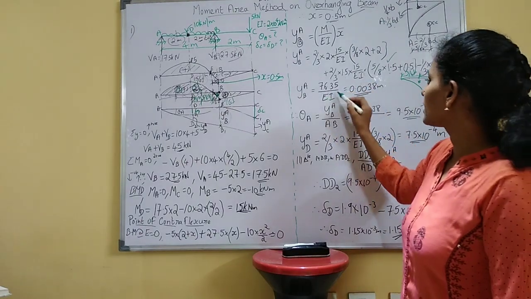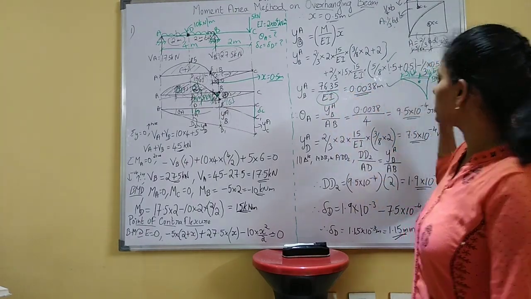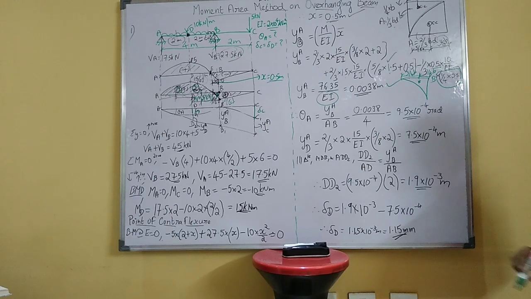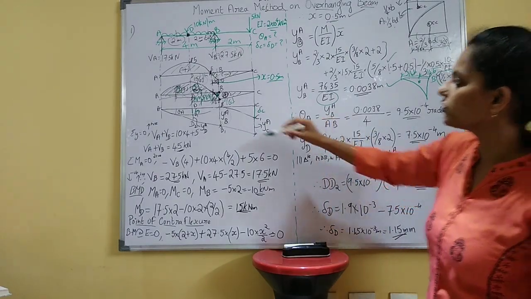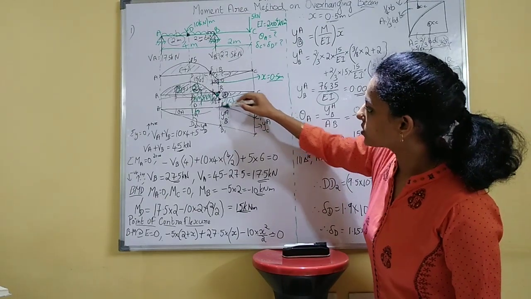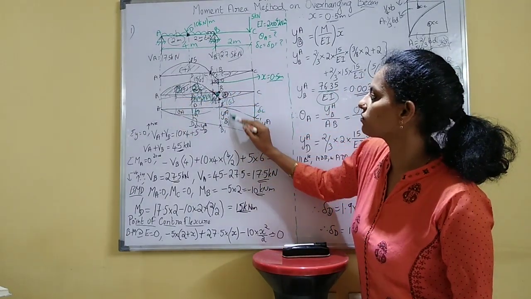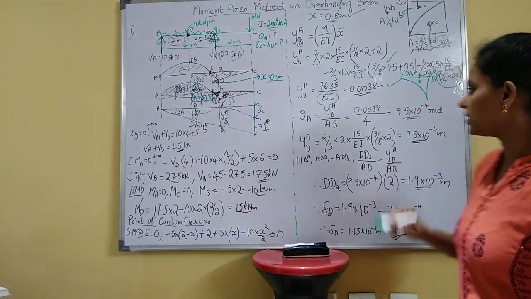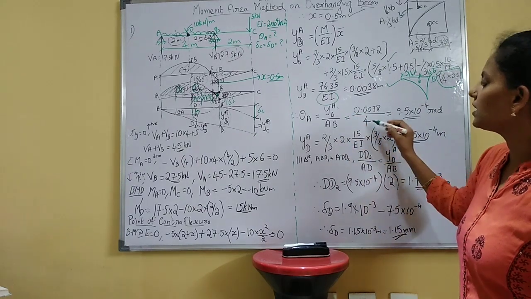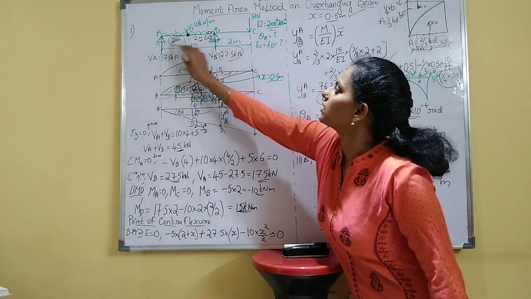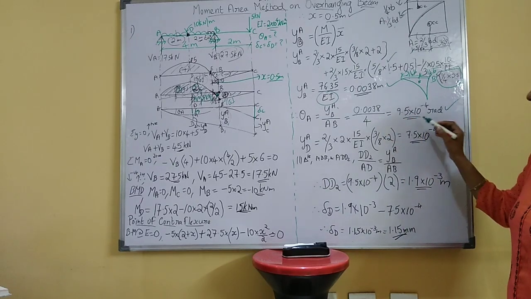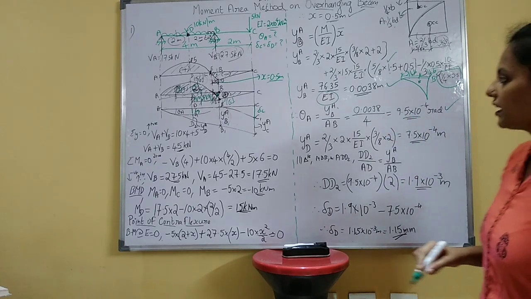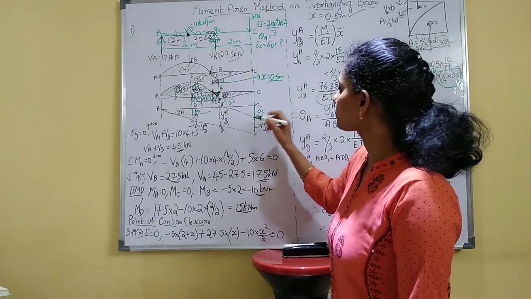Just substitute EI and get the value of YBA, that is 0.0038 meter. Next, to calculate theta A, you have YBA, opposite by adjacent. Opposite is YBA, adjacent is AB. So YBA by AB. AB is from A to B, a distance of 4 meters. So divided by 4, you get theta A in radians. Next, slope is done.